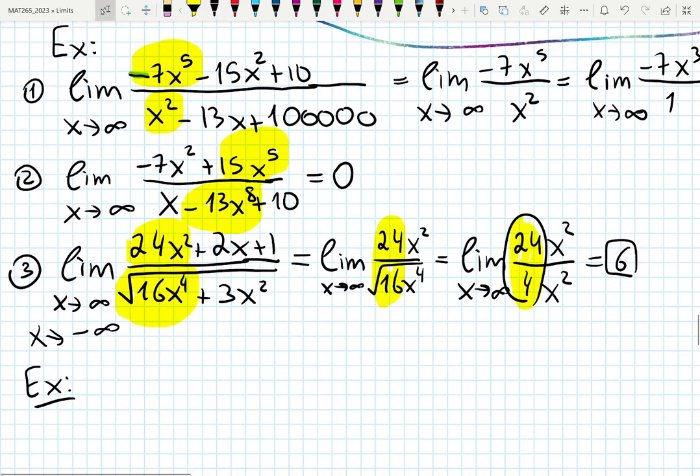It was from 16x to the 4 in the denominator. But ma'am, how can we ignore plus 3x squared? Because we always like take the square terms together. Like we can't break it. Yeah, I can see your question. The question is good.